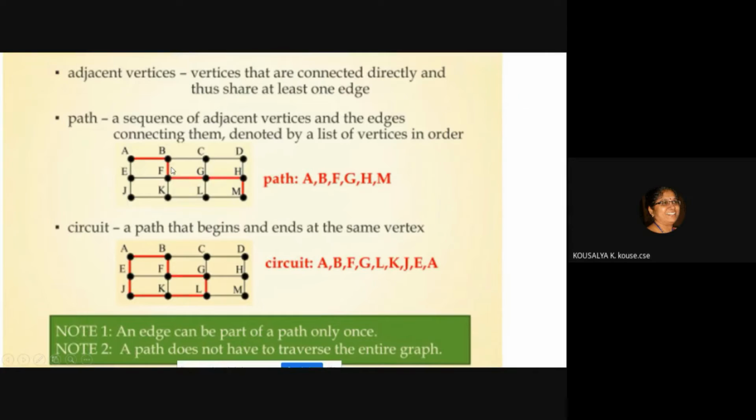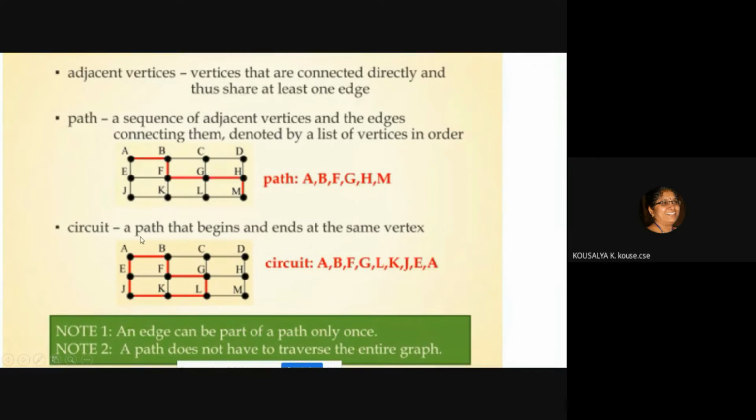Then what is a path? A path is a sequence of adjacent vertices connected by edges, denoted by a list of vertices in order. Take an example: from A to H you have a path. You may visit from A to B, B to F, F to G, G to H. So a path means there may be a direct or indirect edge available from the starting vertex to the ending vertex. That is called a path.